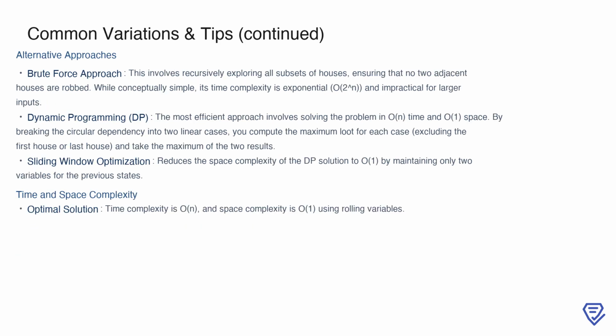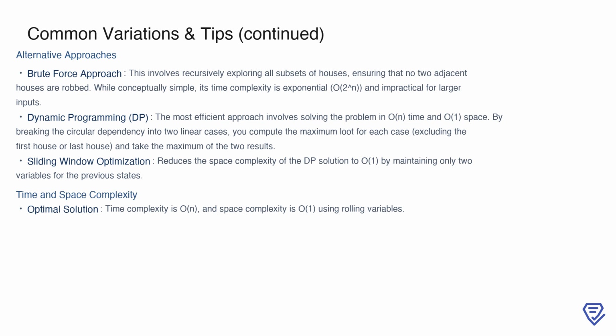There are alternative approaches to solving this problem, though some are far less efficient. For instance, a brute force approach explores all possible subsets of houses while ensuring no two adjacent houses are robbed. While simple in concept, this method has an exponential time complexity of 2 to the power of n, making it impractical for larger inputs. In contrast, dynamic programming is the most efficient approach.